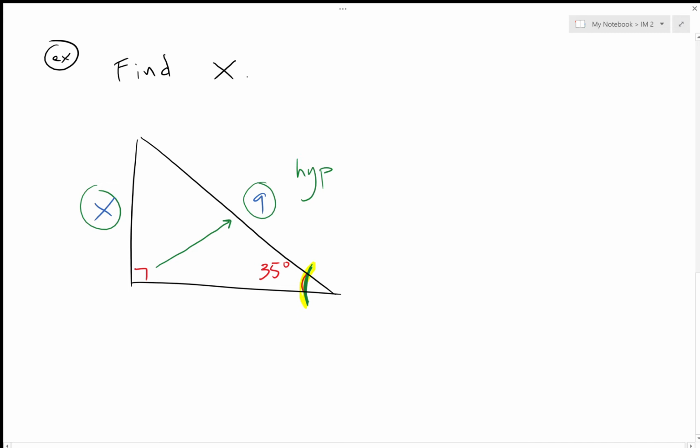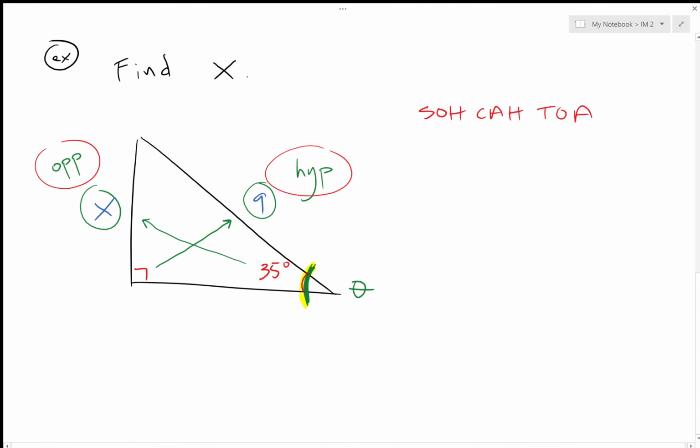Our focus angle here is the 35. Remember we called that theta before? The side across from that, that's our x. That one is the opposite side. So the side that we don't have is the adjacent, but we don't need it. So let's see what we have. We have hypotenuse and we have opposite. So if we think about SOHCAHTOA, which of our trig functions uses opposite and hypotenuse? O and H. So that goes with sine.